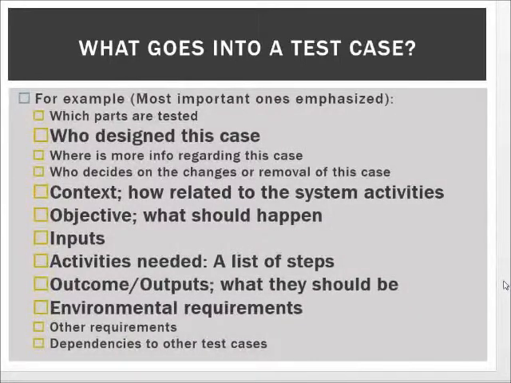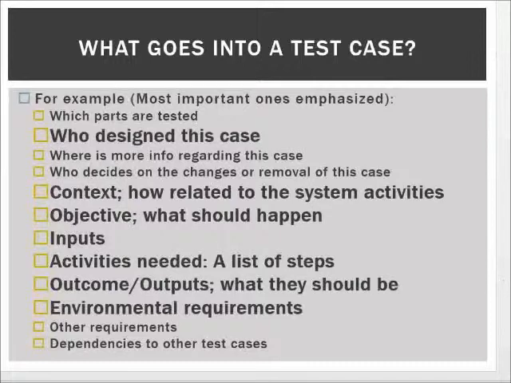So, in the most simple test case, there should be information on who designed the case, so who knows more about it, the context, how this case is related to system activities, the objective, what should be the state which says that this case is happening as expected, what are the inputs needed for this case, what are the outcomes or outputs that should be produced or happen, what are the activities needed to test this case, basically a list of steps, something like user puts their card into the reader, user presses the keypad to give their PIN code and then presses enter.